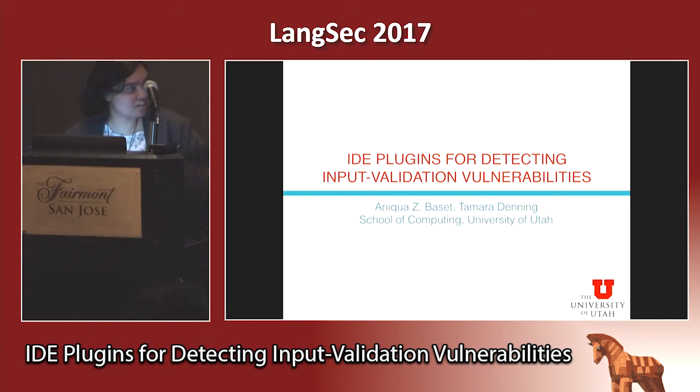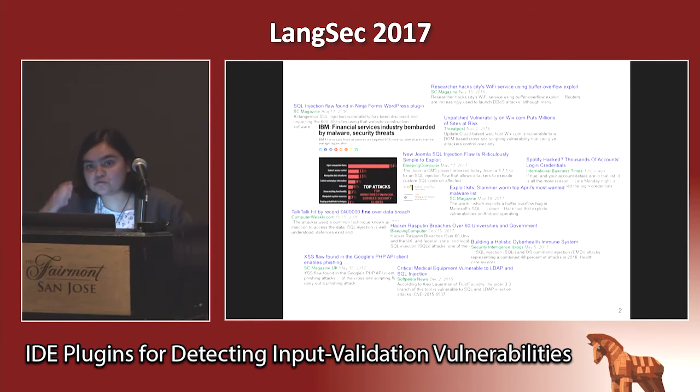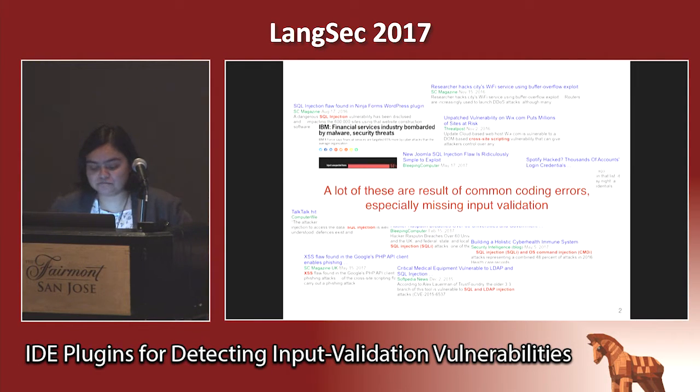So let me start. Not a day goes by when we don't hear news of hacking and data breaches. In a lot of cases, they were a result of some insecure common coding mistakes, especially injection attacks resulting from missing or incorrect input validation. So what can we do to solve these problems?